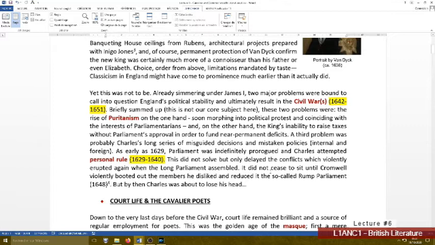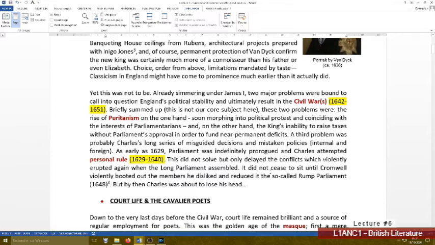By and by, Parliament started to call into question royal prerogative. In fact, the parliamentarians wanted political power. A third problem was probably Charles's long series of misguided decisions and mistaken policies, internal and foreign. As early as 1629, Parliament was indefinitely prorogued, that is, dismissed without any further, set date for them to be called again. And Charles attempted personal rule, 1629, 1640. This did not solve the problems.